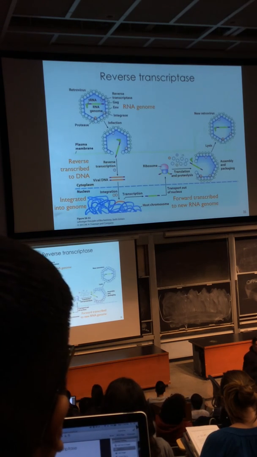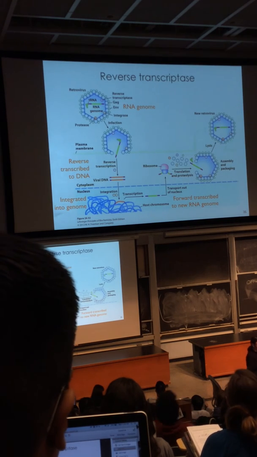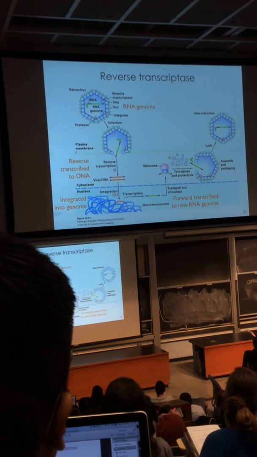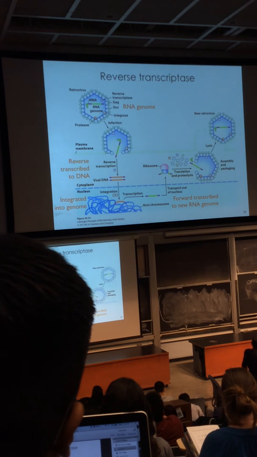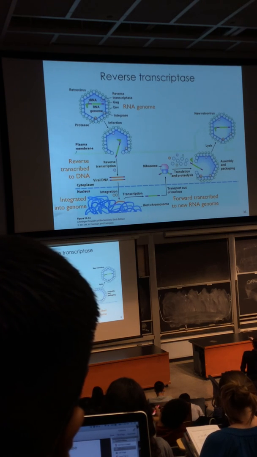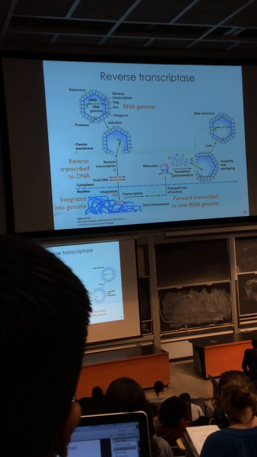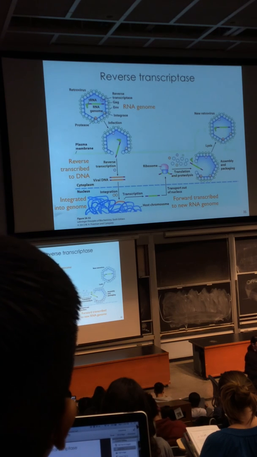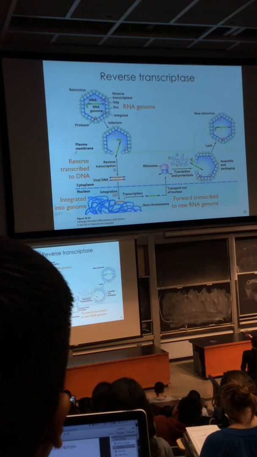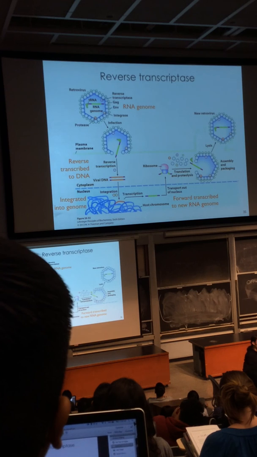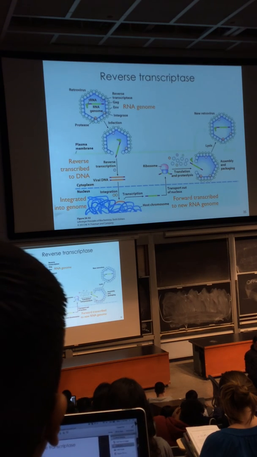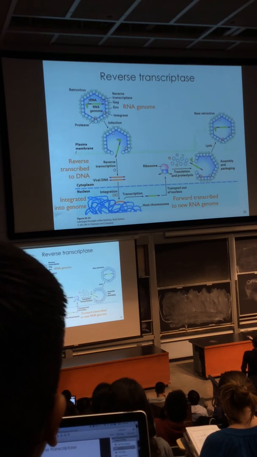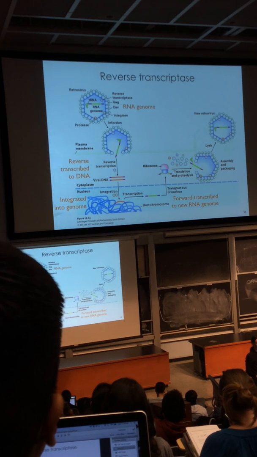And the biology of reverse transcriptase, as I said, is that it allows a retrovirus with an RNA genome, upon infection, to make a copy of its genome in DNA. And it can then catalyze the integration of that viral DNA into the host genome. As a result, it permanently modifies the genome of the cell that it infects.